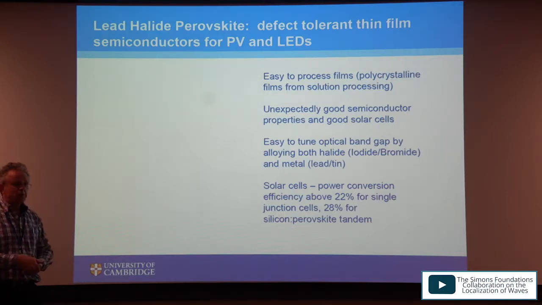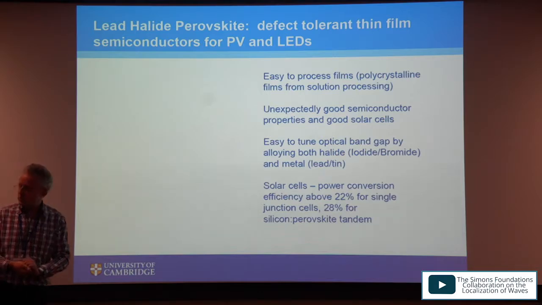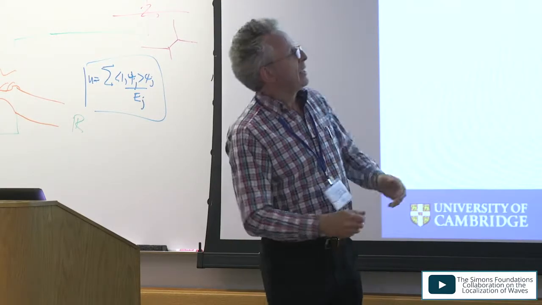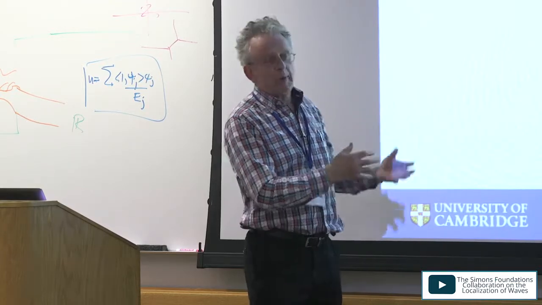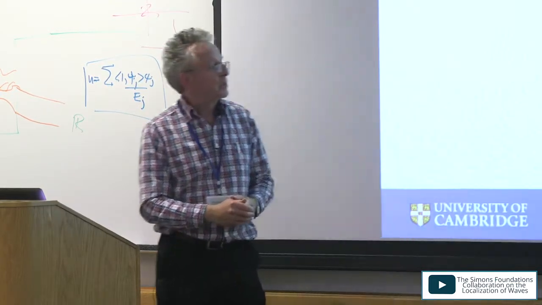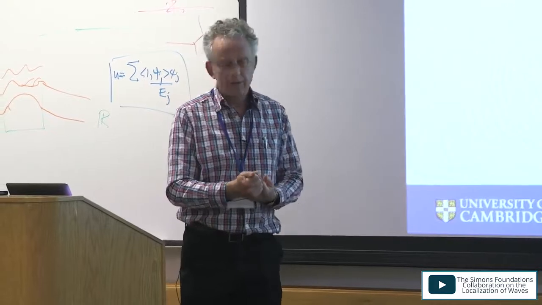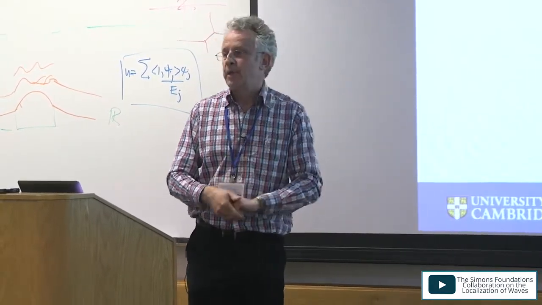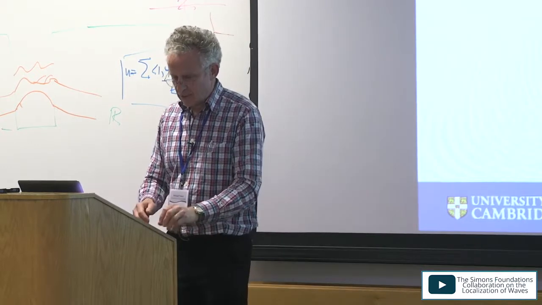This is a field that sort of came out from nowhere in about 2012. Have I run out of time? Yes. Where, in spite of huge amounts of disorder, it is possible to make solar cells that apparently have very, very clean band gaps and have solar conversion efficiencies as good as silicon.